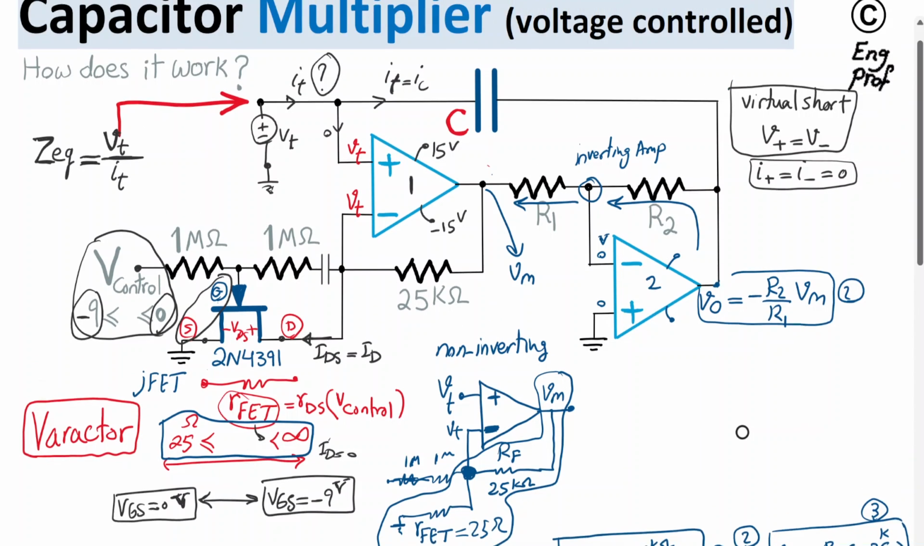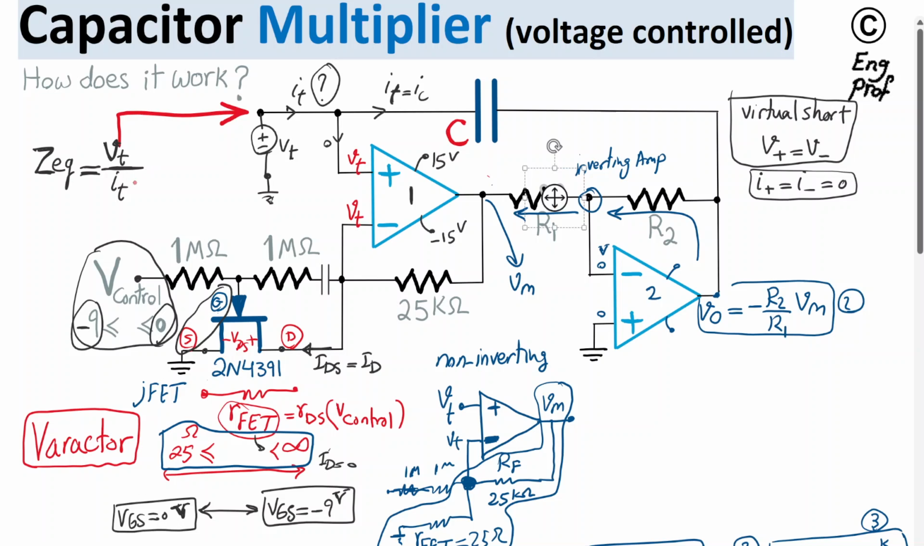Okay, one last thing. On top here, we just talked about VT over IT as Z equivalent. IT is equal to IC, as we talked about. So how can I find IC or IT? Well, there is a voltage drop across this cap. That voltage drop is obviously equal to the voltage of the positive side of the cap, which is Vtest, and on the negative side of the cap we have Vout. So Vcap is just Vtest minus Vout.